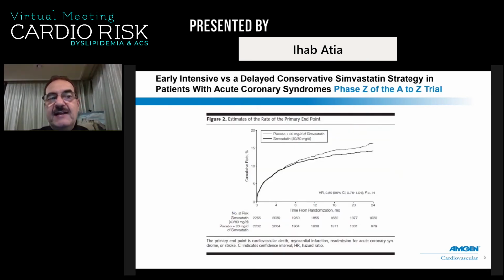And the third trial, if we remember the A to Z trial, and you look especially at the phase Z of that A to Z, which studied the early intensive versus delayed conservative simvastatin strategy in patients with ACS. And again, that was the third trial.